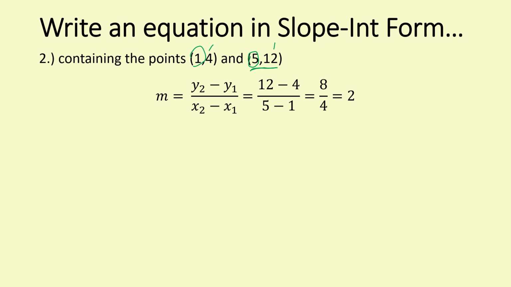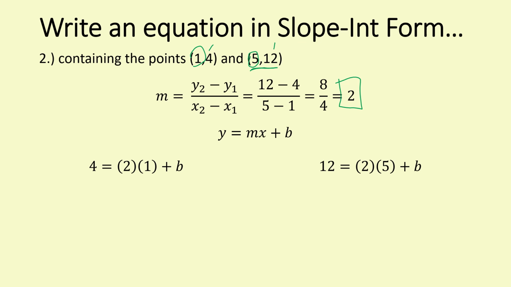If we reverse that and did 4 minus 12, we would have gotten -8 on top, but we also would have reversed the x's, so we would have gotten -4 on the bottom and still would have ended up with +2. All right, so just like the last time, we're going to take our information and plug it in. So we have 2 points here. We can pick either one, it doesn't matter. So we can take the 1, 4 and plug it in down here. Okay, so 4 for y, 1 for x, and 2 for the slope.